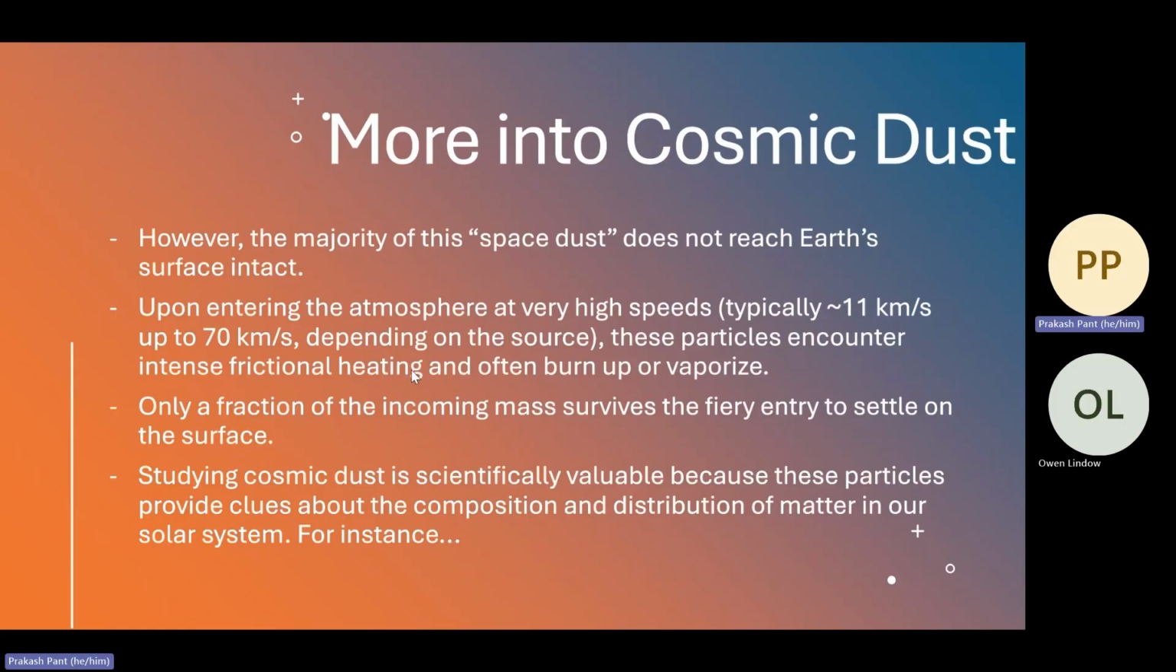Studying cosmic dust particles is important because from their chemical composition, we can learn about the chemical composition of asteroids or comets. Also, their influx can help us predict some important cosmic phenomena, like asteroid collisions or events in the comets, and things like that.